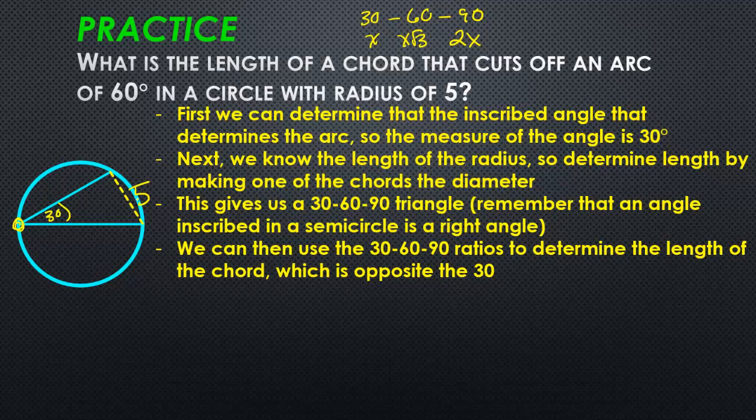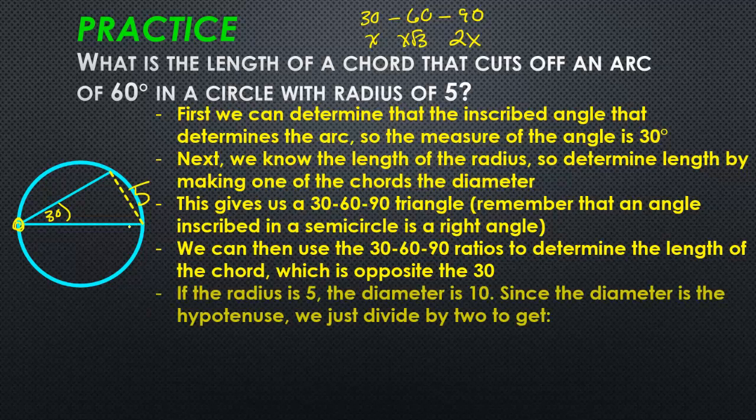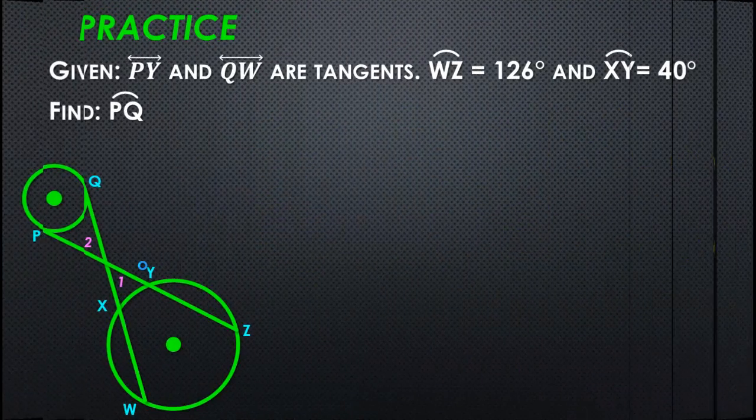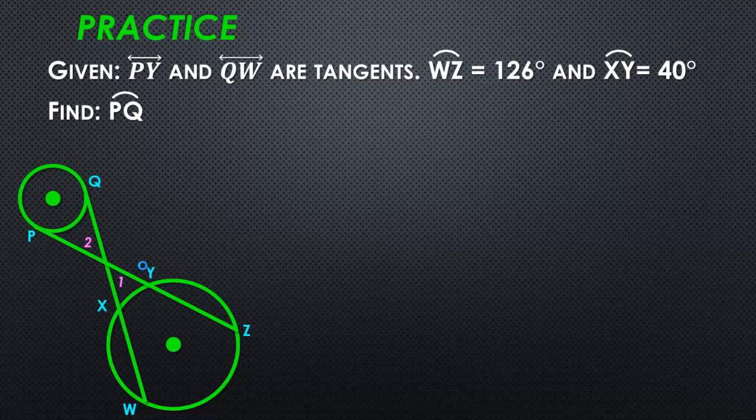So if that chord is 5, that means that the diameter, the hypotenuse, is 10. But that's the diameter. We want the radius. So the radius would be 5. The measure of the radius is 5. Okay. All right, so let's try some more practice.